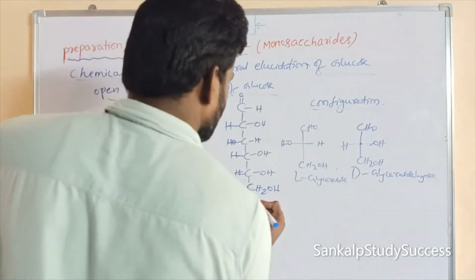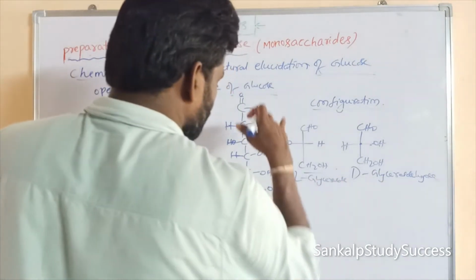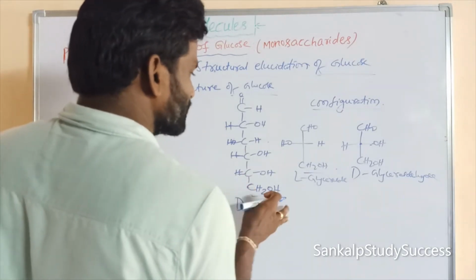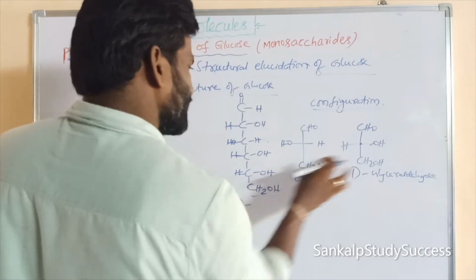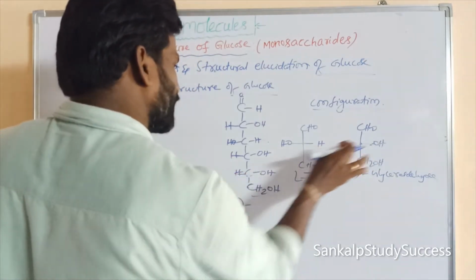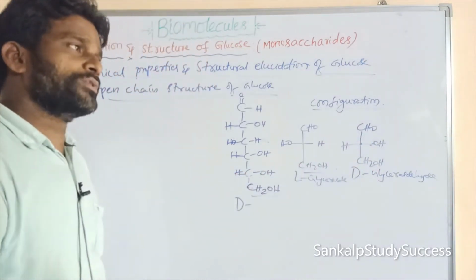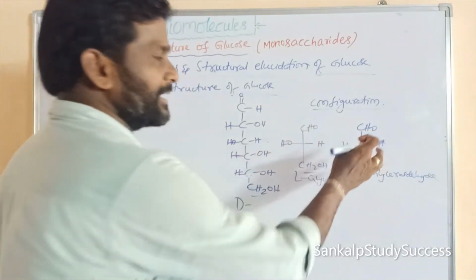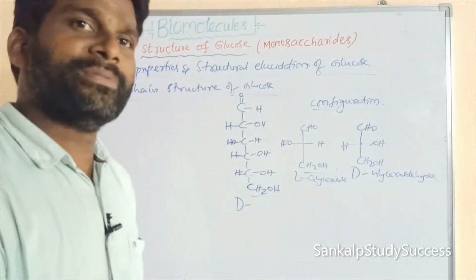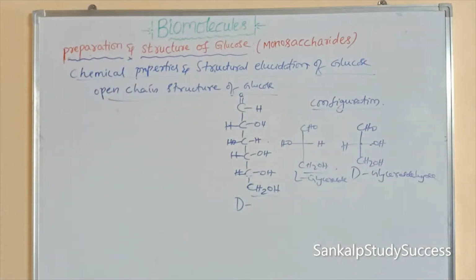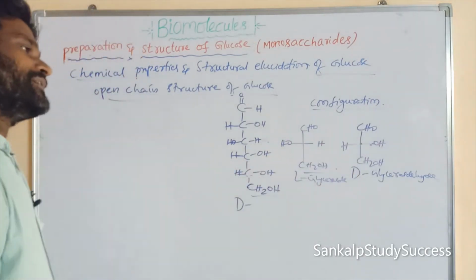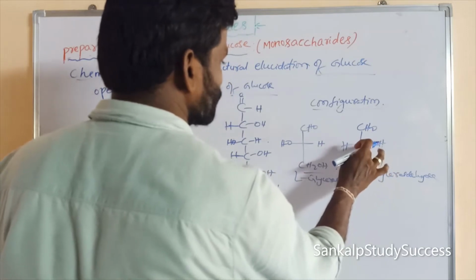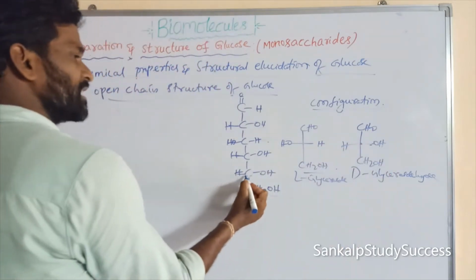This is the CH2OH from the lower part, and the next carbon is the asymmetric carbon. What is an asymmetric carbon? If the four attached groups of a carbon are all different, that carbon is said to be asymmetric. So this is different, this is different, this is different. All four groups are different, so this is an asymmetric carbon. This is also an asymmetric carbon.